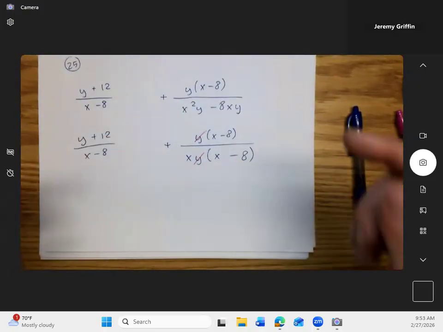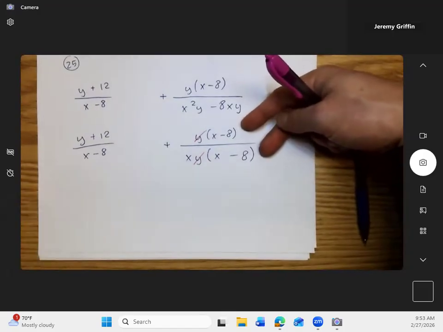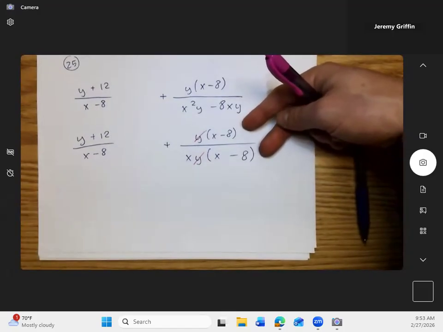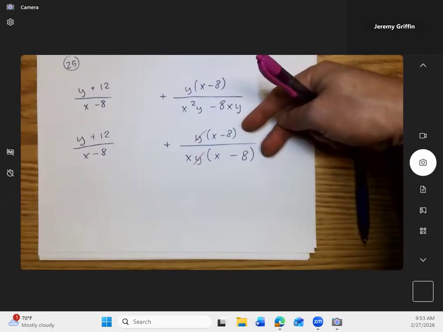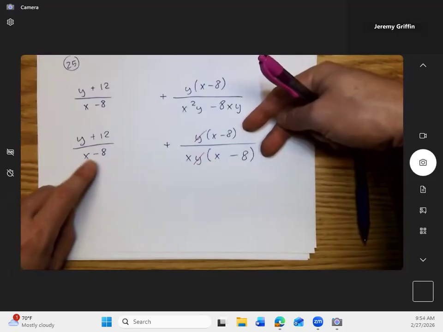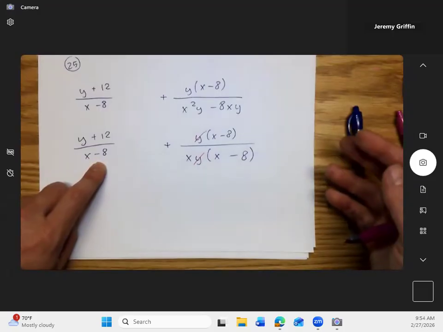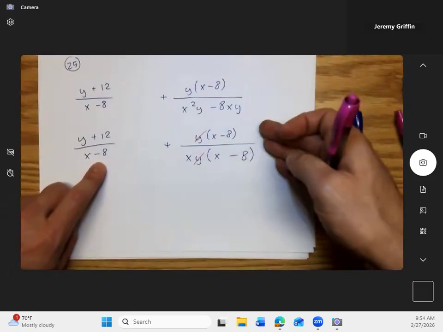Now, some of you might be tempted to cancel out the x minus 8. Technically you could, but that's not going to be very helpful. Why would it not be helpful to cancel out the x minus 8, even though you could? Because this one over here has that in its denominator. We want a common denominator, don't we? So actually, let's just leave that like it is so far.